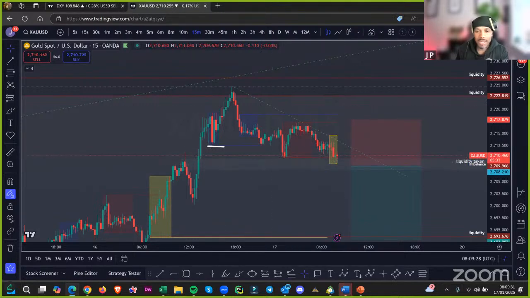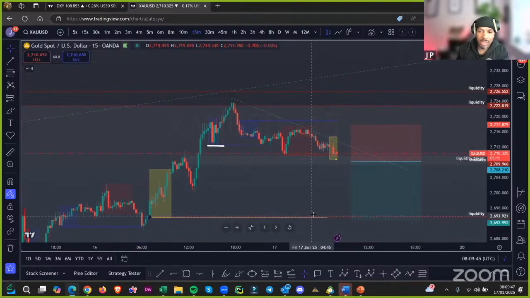Okay, making an indication, a correction, and a continuation in line with coming from a premium, potentially targeting previous liquidity, as in opposing liquidity down here. But we have to watch it.